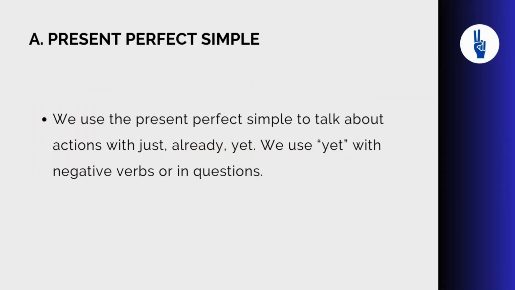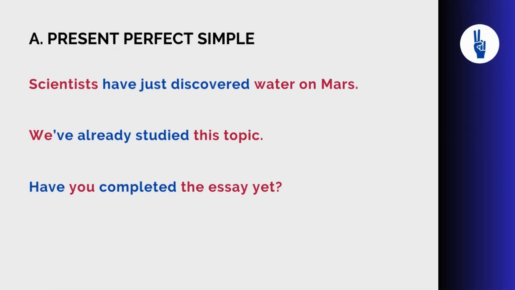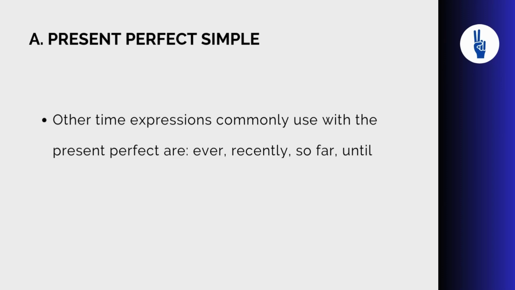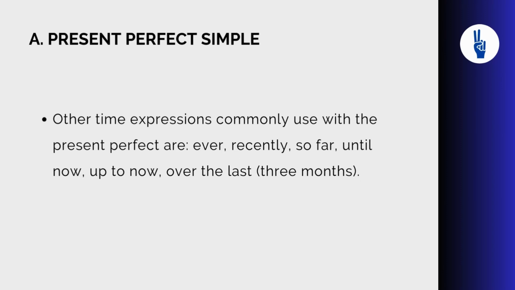We also use the present perfect simple to talk about actions with just, already, yet. We use yet with negative verbs or in questions. For example, scientists have just discovered water on Mars. We've already studied this topic. Have you completed the essay yet? Other time expressions commonly used with the present perfect are ever, recently, so far, until now, up to now, over the last 3 months.